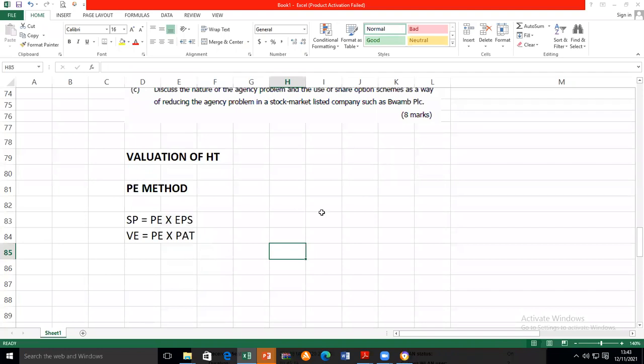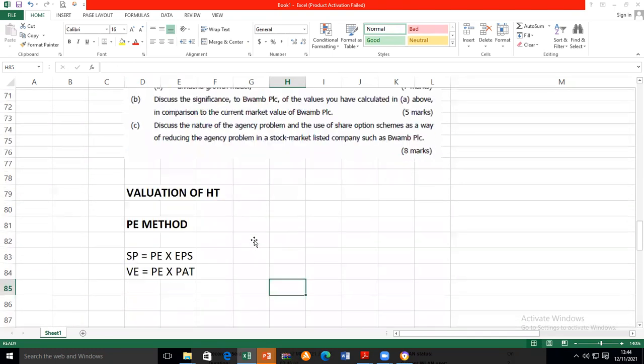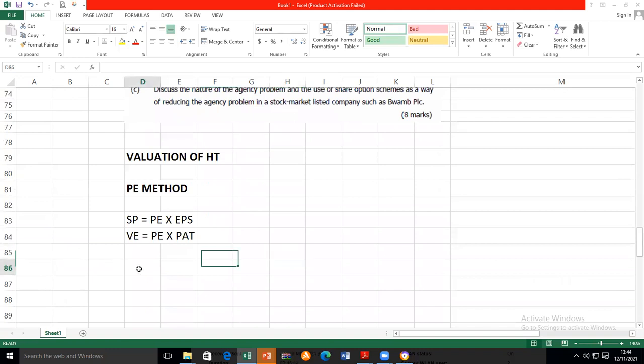So let's get started. What information have we been given here? Number of shares is given. The price earnings ratio is given. The EPS is given. The payout is given there. And the average PE ratio. What is the PE? What is the EPS? And what is the share price? And what's the value of equity?